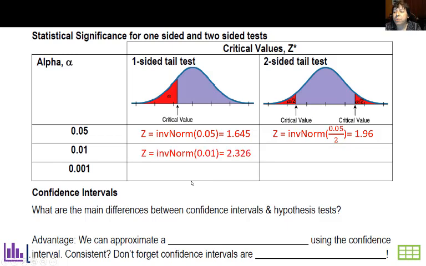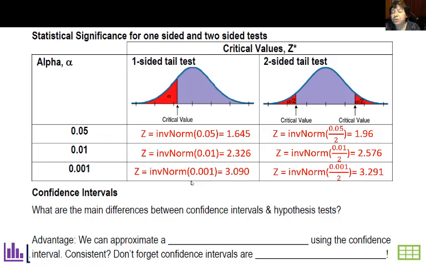Let's go ahead and look at 0.01. Now you can see I have an even higher z, and it's also true for a two-sided test. In fact, it's even higher than for a one-sided. And then for 0.001, you can see my z has gone all the way up past 3. And for a two-sided, it's almost 3.3.